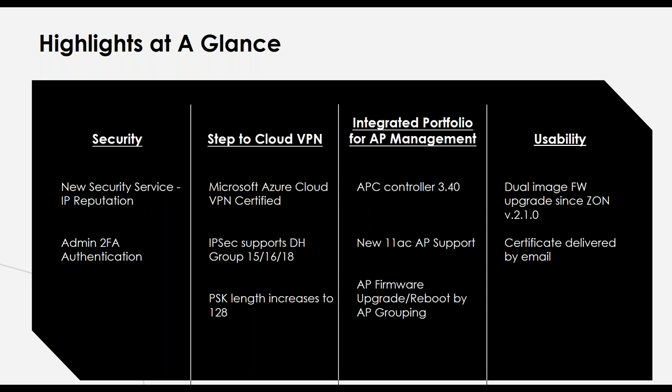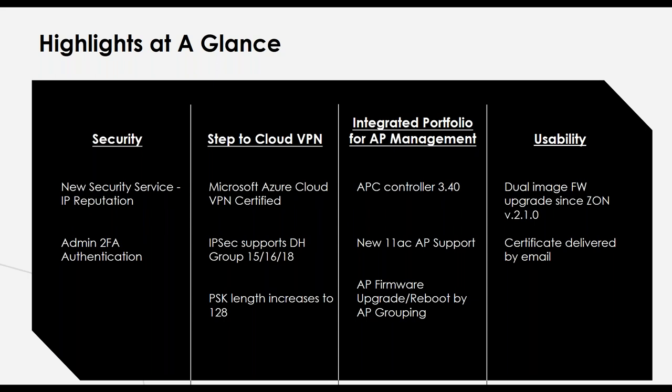The other thing a lot of people don't realize is that the ATP also provides on-premise management of access points, if that's what you wish to do. It's an additional feature. You don't have to use it. If you want to use Nebula, you still can. But if you want to use an on-premise access point controller, this now supports APC controller version 3.4. This provides additional access points and 11ac Wave 2 support. Obviously, next year it will be AX as well.